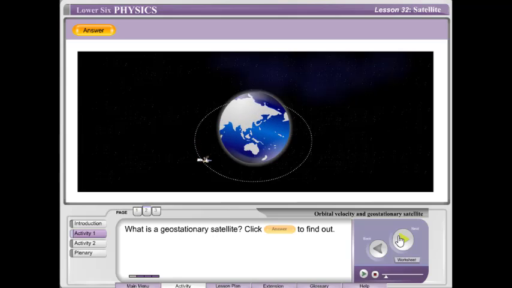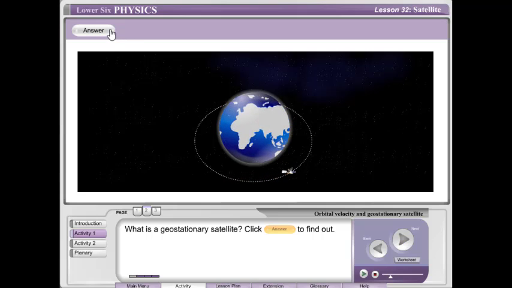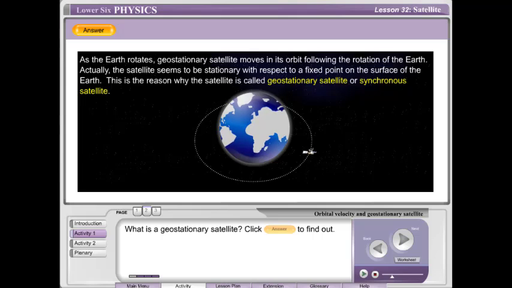What is a geostationary satellite? Click Answer to find out. As the Earth rotates, a geostationary satellite moves in its orbit following the rotation of the Earth. Actually, the satellite seems to be stationary with respect to a fixed point on the surface of the Earth. This is the reason why the satellite is called a geostationary satellite or synchronous satellite.